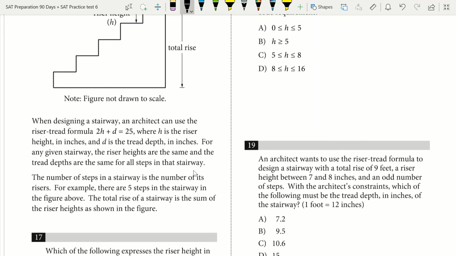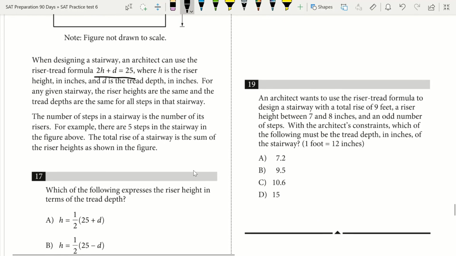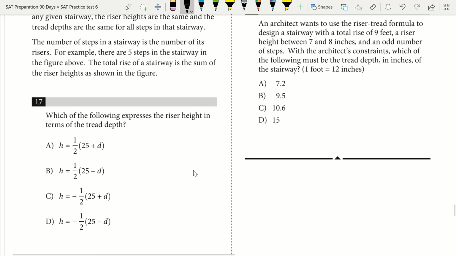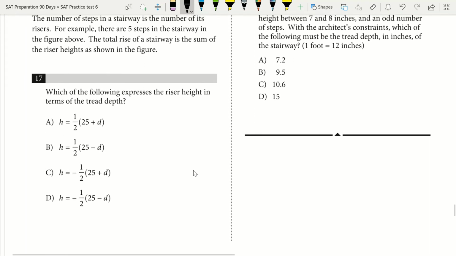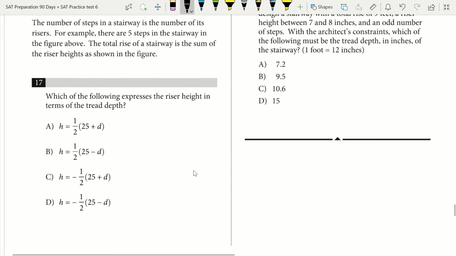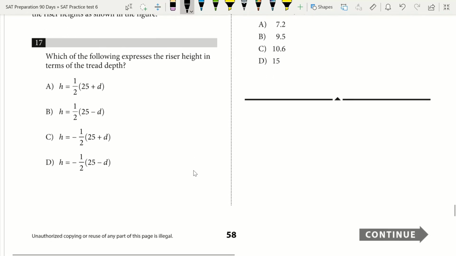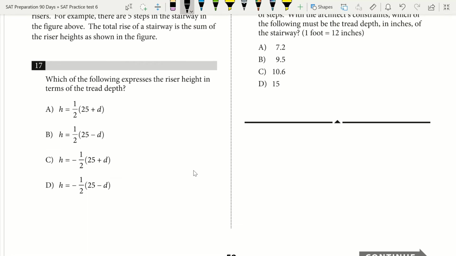When designing a stairway, an architect can use the riser tread formula, where H is the riser height in inches, D is the tread depth. For any given stairway, the riser heights are the same, tread depths are the same, and the number of steps is the same as the number of its rises. For example, there are 5 steps in the stairway above. The total rise of a stairway is the sum of the riser heights as shown in the figure. Which of the following expresses h?